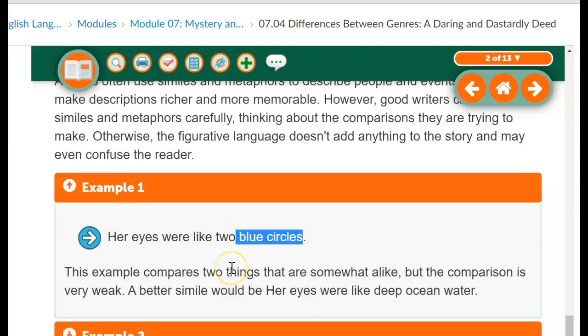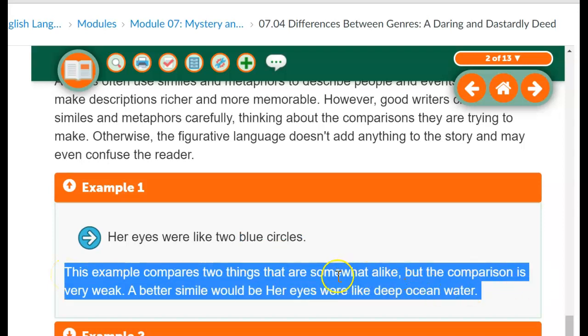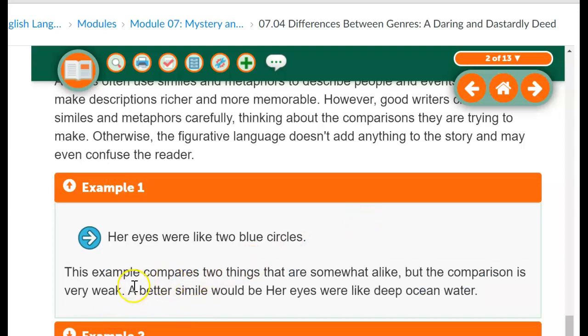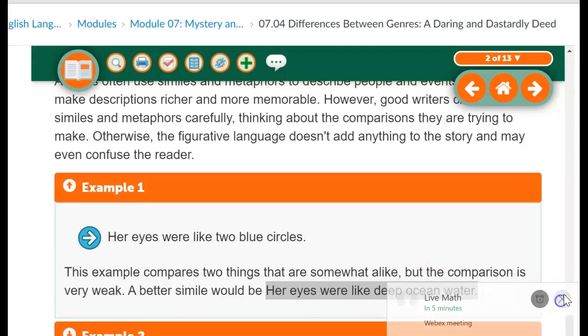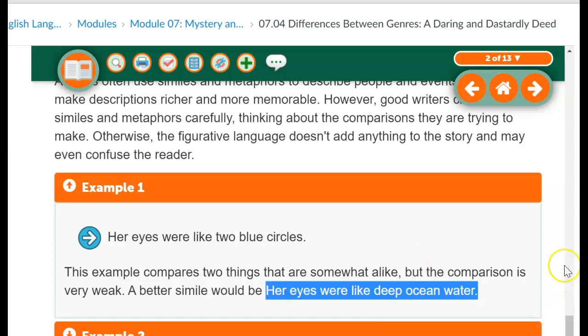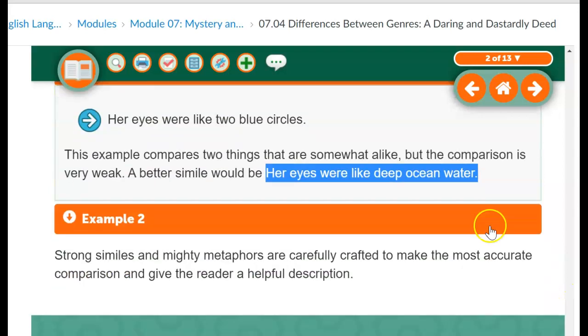And her eyes were two blue circles. Now this one might be kind of like, blue circles, okay, maybe she has blue eyes. But this is one where we can make it a little bit better. This example compares two things that are somewhat alike, but the comparison is very weak, so it's not very strong. So a better simile might be, her eyes were like deep ocean water. Does that give you a better picture in your head? Yeah, so I think of the ocean, and I know in the ocean, the deeper you go, the darker it seems to get because there's less light in there. So I'm going, oh wow, yeah, her eyes must be really, really blue.